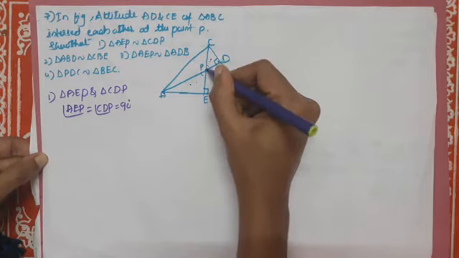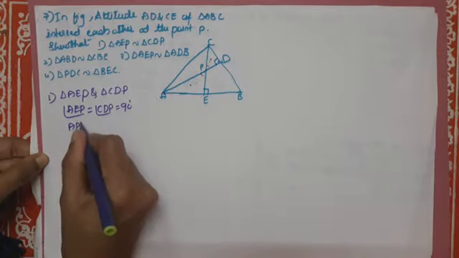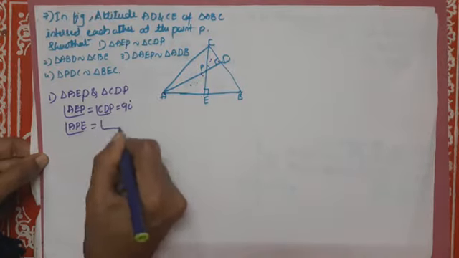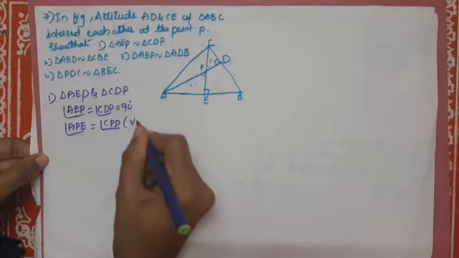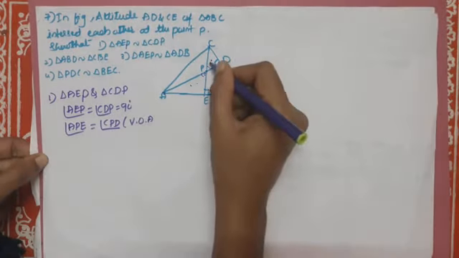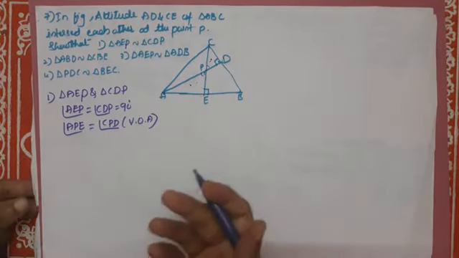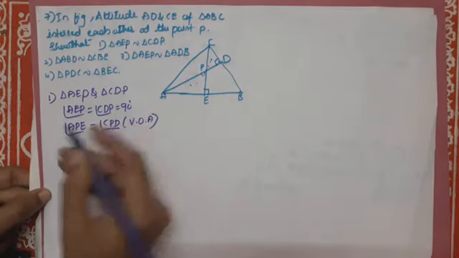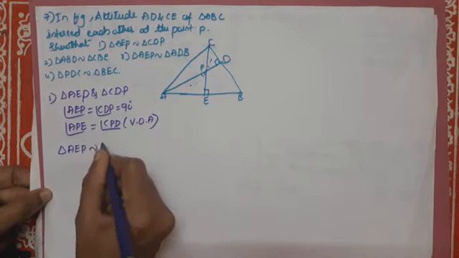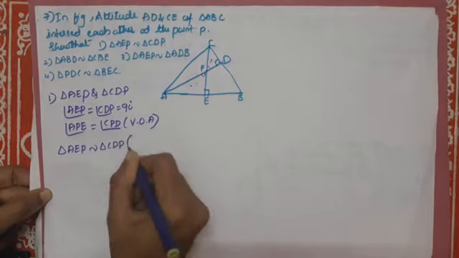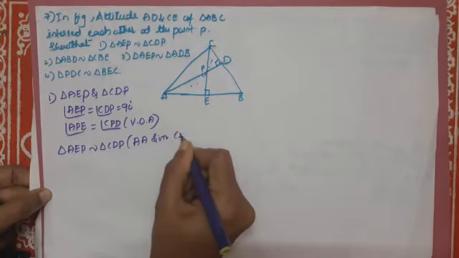Okay, angle CPD and angle APE are equal, because these are vertical opposite angles. Now that two angles are equal, the third angle will automatically be equal. Therefore these two triangles are similar. Triangle AEP is similar to triangle CDP by the angle similarity criteria.